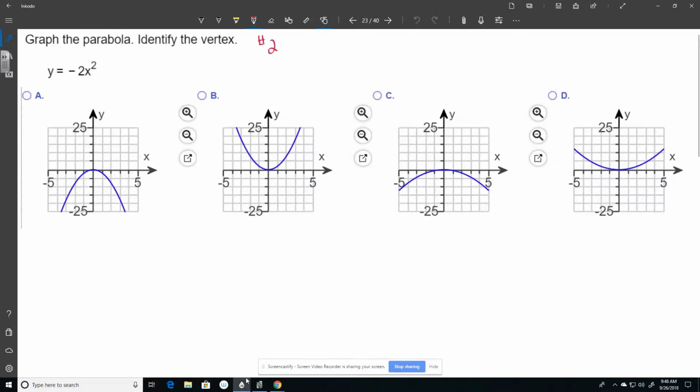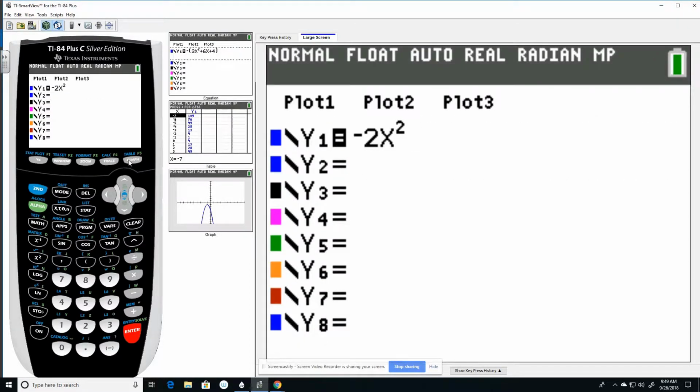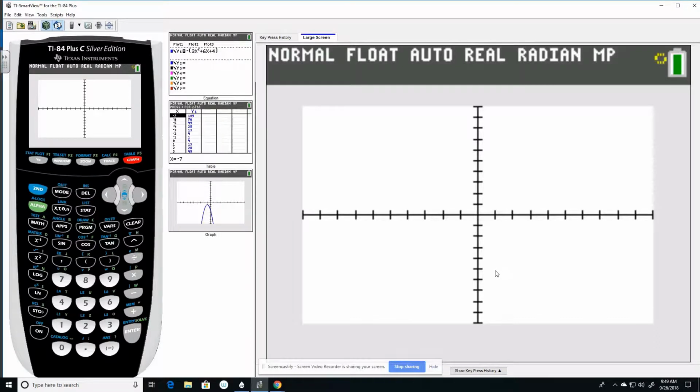Number two, again, graph the parabola, identify the vertex. So y equals negative 2x squared. So I'm going to plug that in my calculator first. I'm going to plug in negative 2x squared. So remember, you can use your TI-84. If you don't have a TI-84, you should be doing this on Desmos. I'll write down the website for you in just a minute here. But I graph that, hit enter. We want to graph and look at the picture. And it goes right up to the origin, right up to 0, 0.